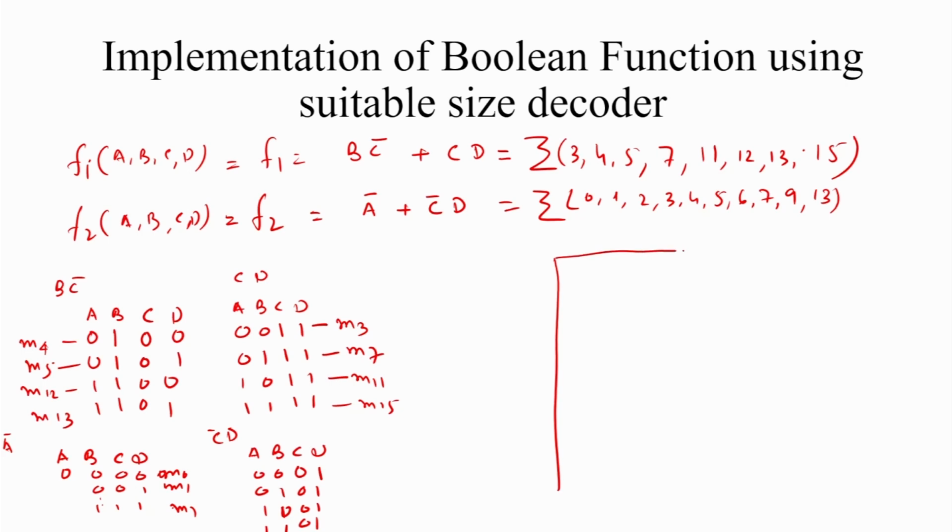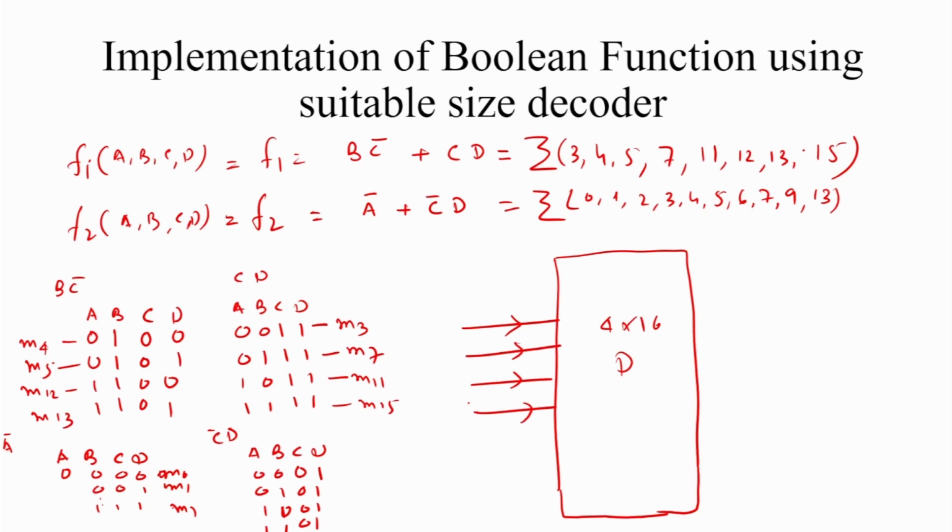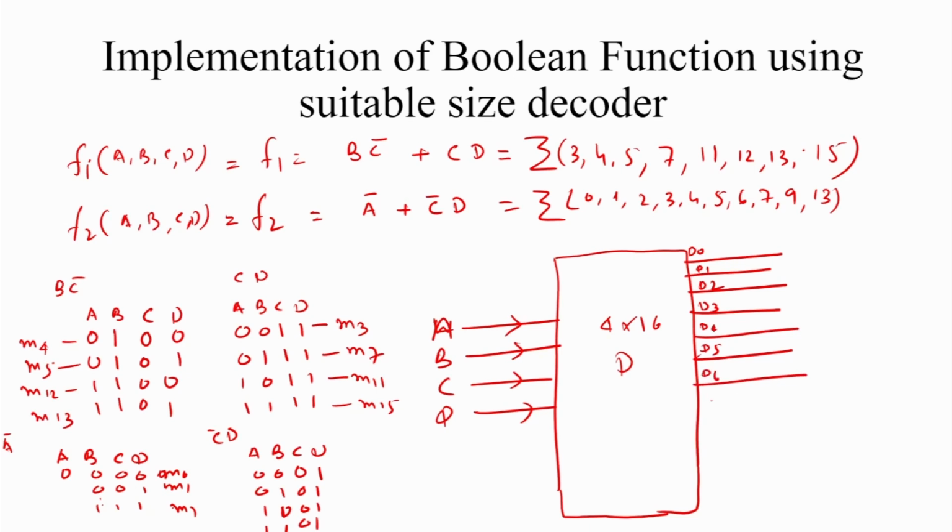And what is the suitable size decoder? Here a 4 to 16 decoder is used, and the inputs of this decoder are A, B, C and D. The outputs are D0, D1, D2, D3, D4, D5, D6, D7, D8, D9, D10, D11, D12, and similarly up to D15.